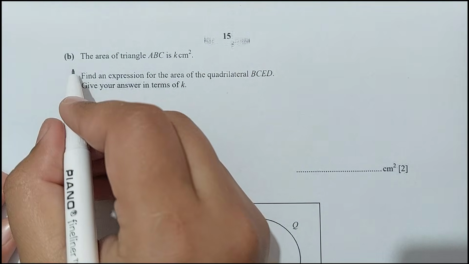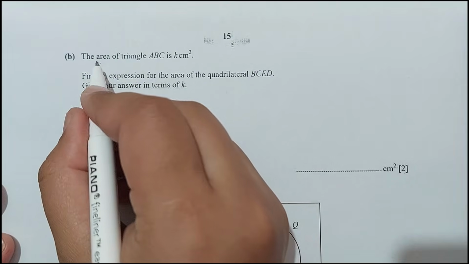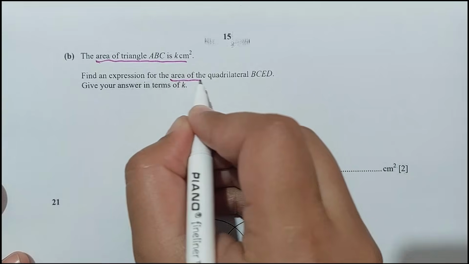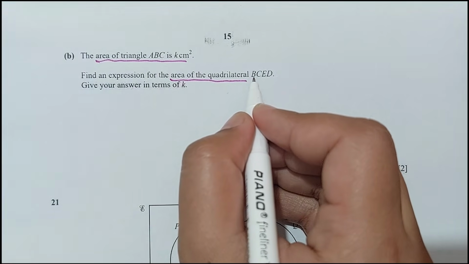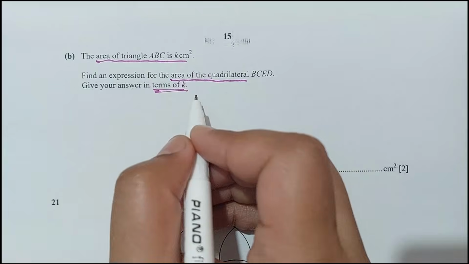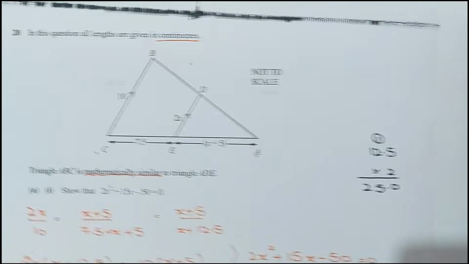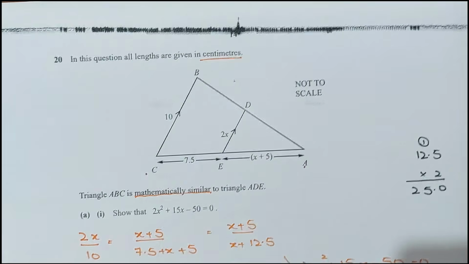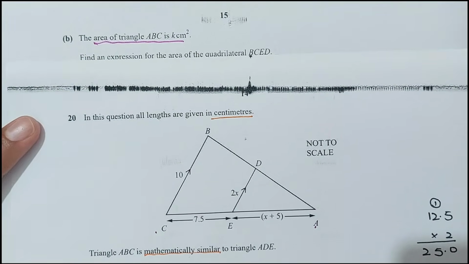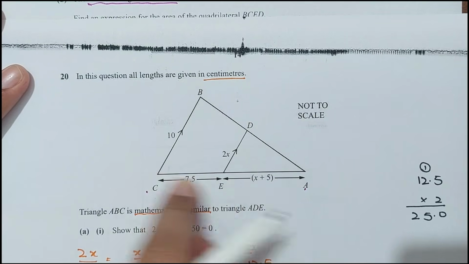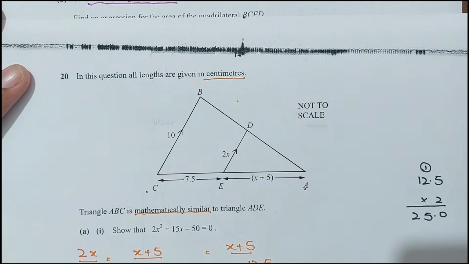Now for part B, the area of triangle ABC is k centimeters squared. Find an expression for the area of quadrilateral BCED. Give your answer in terms of k. This is triangle ABC, and its area is given. Now we have to find the area of quadrilateral BCED. B, C, E and D, this quadrilateral area we have to work on.